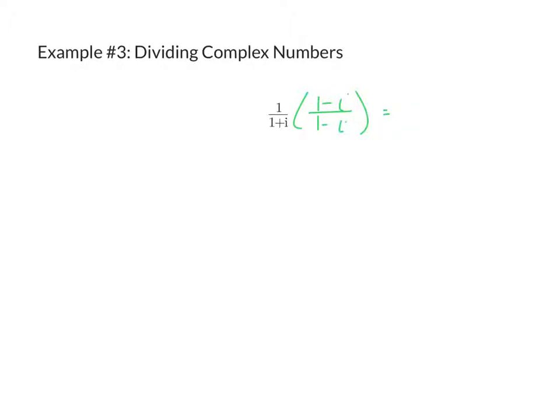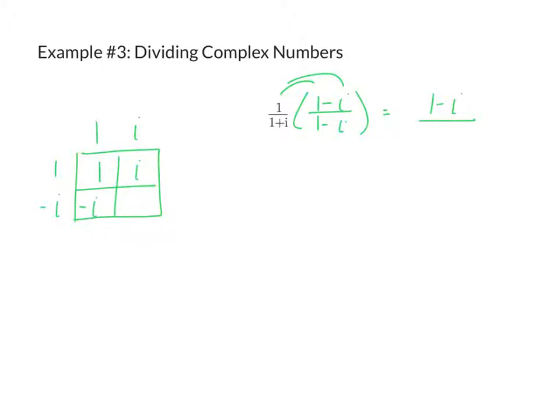Now the numerator is pretty straightforward. If I distribute my 1, I get 1 minus i for my numerator. For the denominator, however, we need to go ahead and use the box to determine it. So that's 1 and positive i, and then 1 and negative i. 1 times 1 is 1, negative i, positive i, and then negative i squared. Negative i squared is really negative negative 1, which is 1.